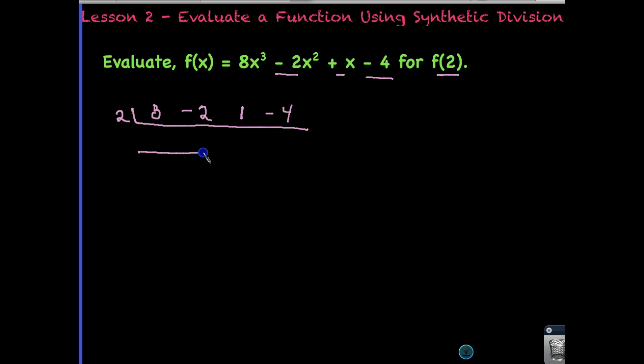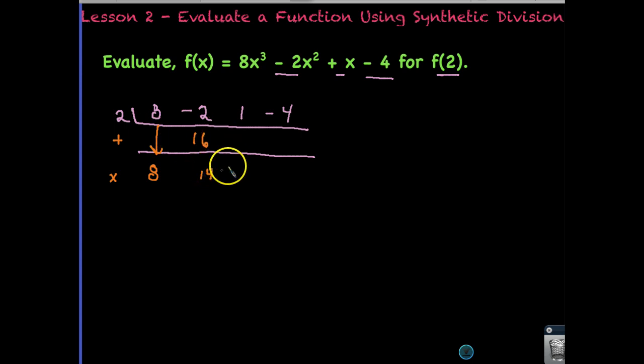Now I'll go ahead and draw my line underneath. And then I'll put some reminders for myself. So I'll put a plus here to know that I'm going to add down, and then a multiply here to know that I'm going to take that number and multiply it back times the 2. So remember that the first number drops down. Then we multiply. 2 times 8 is 16. We add down.